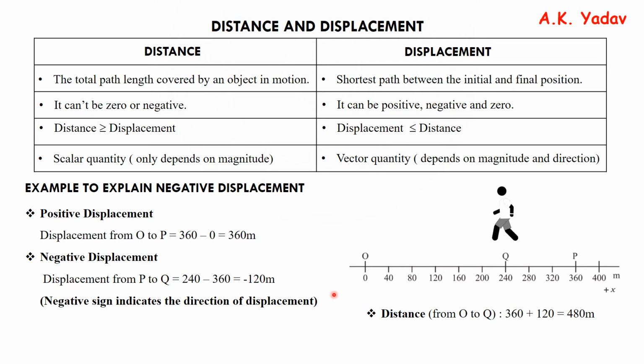Now let us find out the distance from O to Q. First he moved from O to P, that was 360. Then he moved from P to Q, that is 120. So it is 480 meters. While the displacement from O to Q is 240. Here we are not considering the direction, we are just considering the shortest path between the two, that's why 240. Now if my direction of motion is from negative to positive, then one way is negative, and if I am considering the other as the direction, then it is positive.